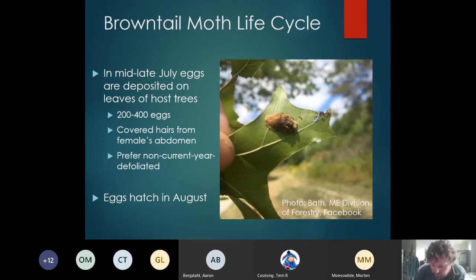And we also have anecdotal evidence to suggest that they prefer trees that haven't been defoliated the previous spring, but in a really high population level, they will basically go right onto the same trees that were defoliated earlier in the spring.